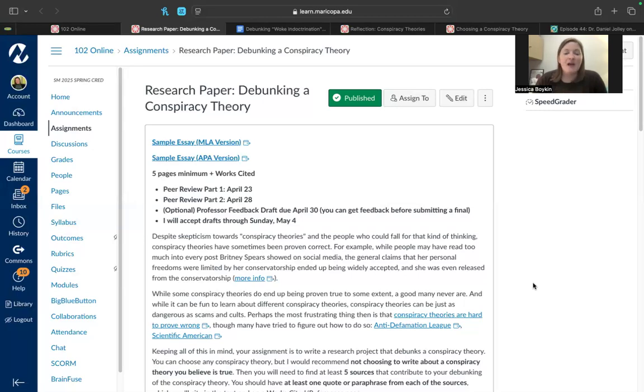It's going to be 5 pages long plus a works cited page. And so try to aim for 6 pages. A lot of people do go over, and that's okay. But you want to have at least 5 pages.